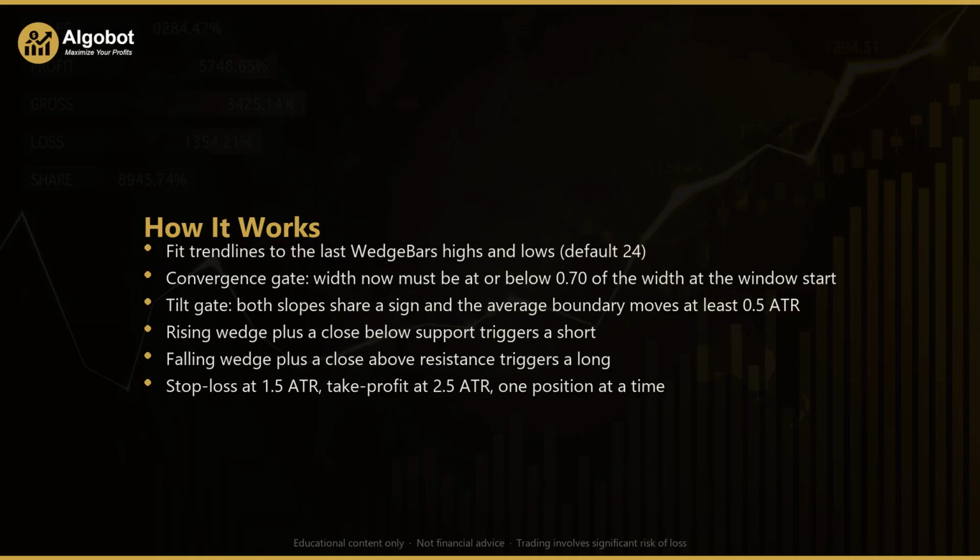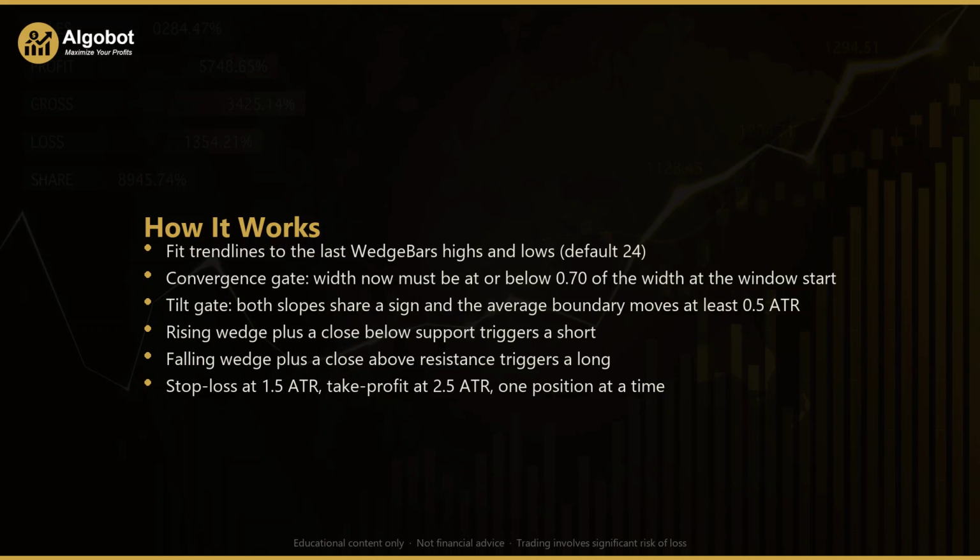Now let's walk through the exact logic step by step. On each newly closed bar, the strategy takes the last 24 bars, that's the WedgeBars parameter, and fits two least squares trend lines. One line runs through the highs and becomes the resistance boundary. The other runs through the lows and becomes the support boundary. From those fits, the strategy reads the slope of each line and the width of the channel, both now and at the start of the window.